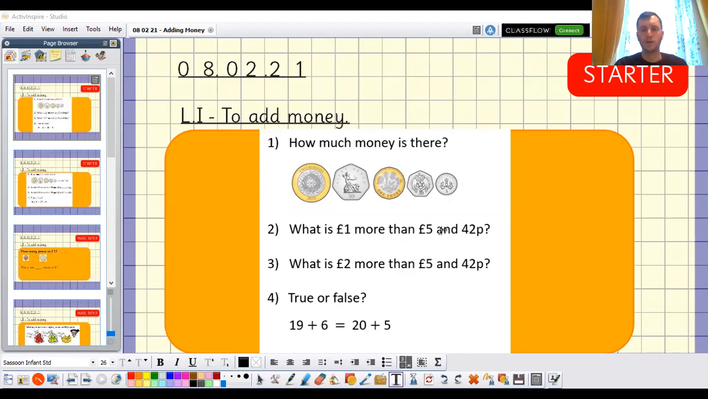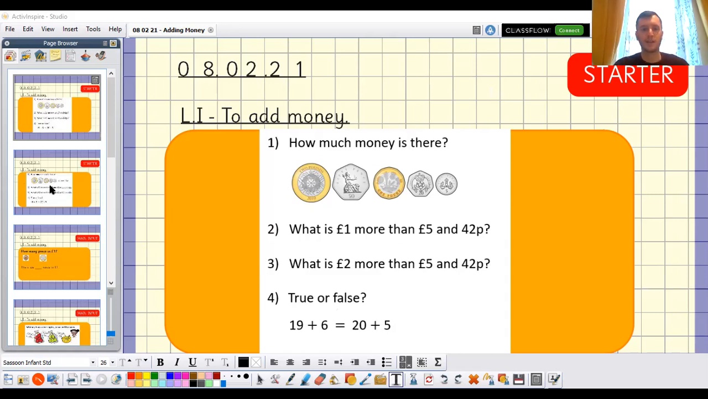What is £1 more than £5.42? What is £2 more than £5.42? And true or false? 19 plus 6 is the same as, or is equal to, 20 plus 5. As always, feel free to pause the video here, have a go at those questions, and we'll come back and look at the answers in a moment.